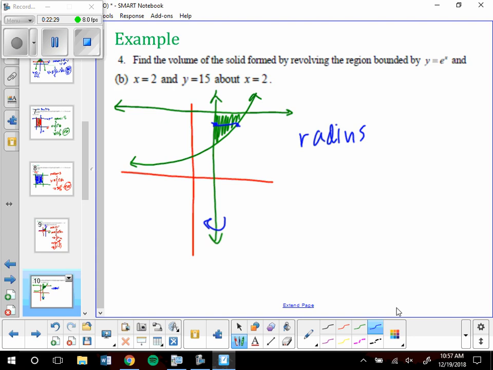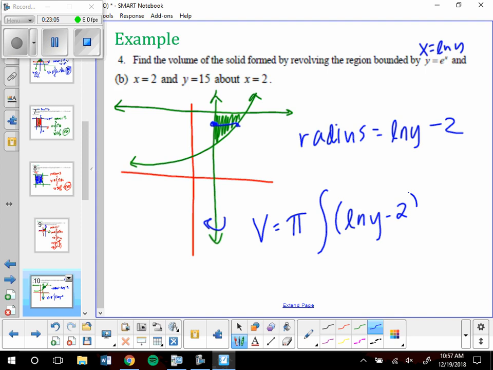How do I express this radius? Right minus left. So instead of y equals e to the x, what do I have to use? Natural log of y minus, what function is this on the left? X equals 2. Natural log of y minus 2. Right minus left to get that radius. So once I find the radius, then it's easy. I just do the integral of pi r squared, my r, natural log of y minus 2 squared, dy, which means what kind of bounds do I need?